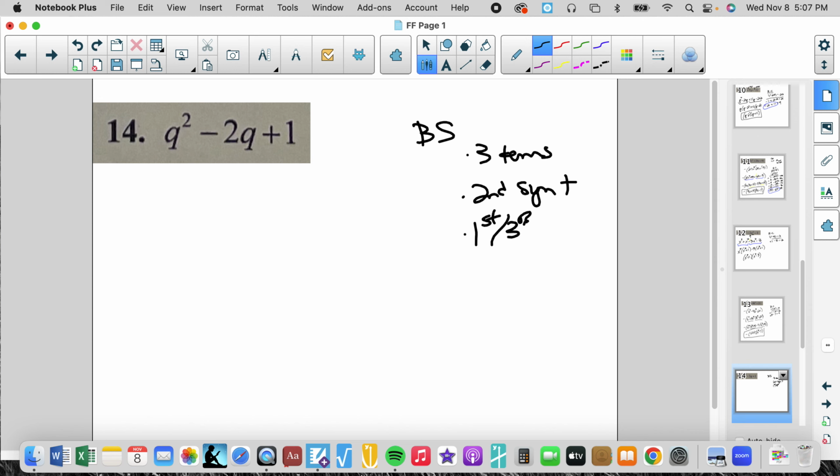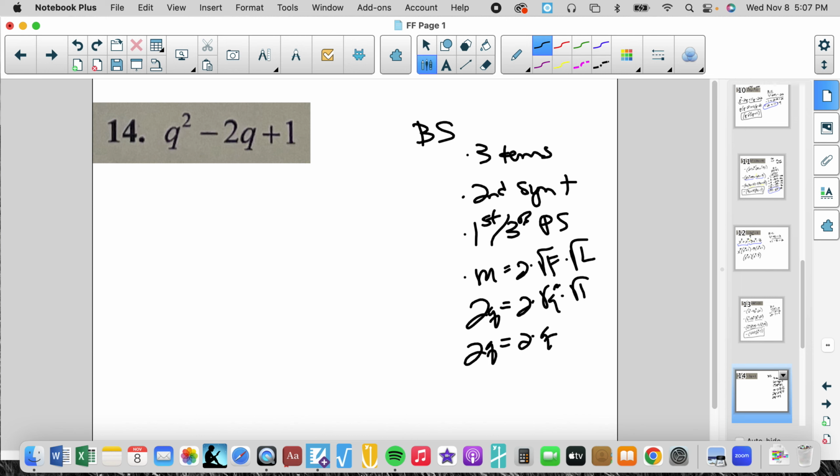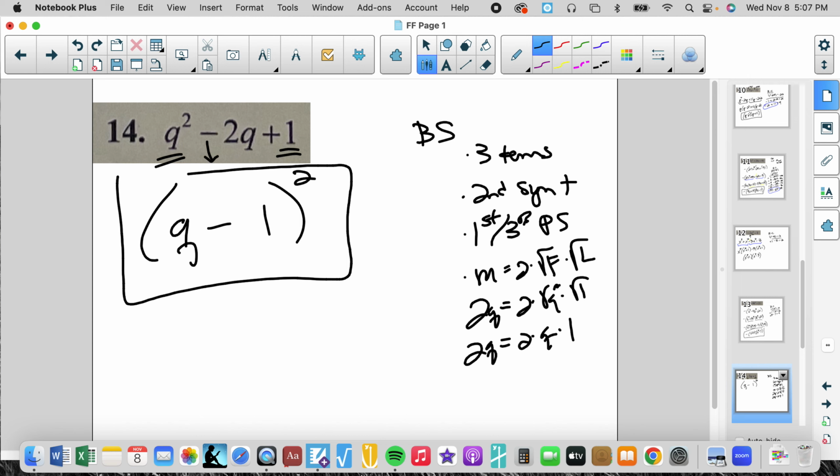First and third are perfect squares, yes. And does my middle equal 2 times the square root of the first times the square root of the last? Yes. Since it does, since 2q equals 2 times the square root of q squared times the square root of 1, 2 times q times 1. So I'm going to take the square root of the first. I'm going to take the square root of the last, and then I'm going to pull down that sign, and then it's going to be a binomial square.